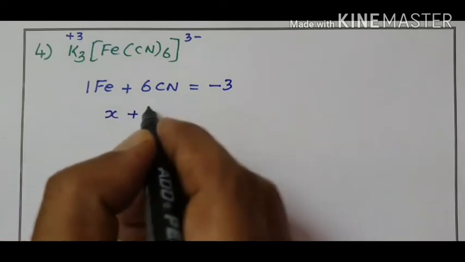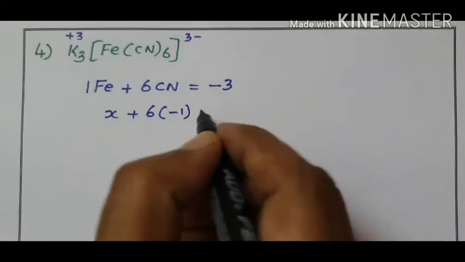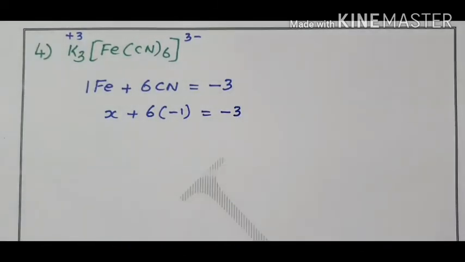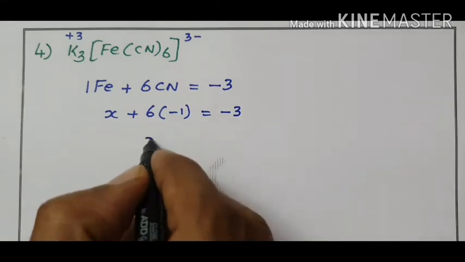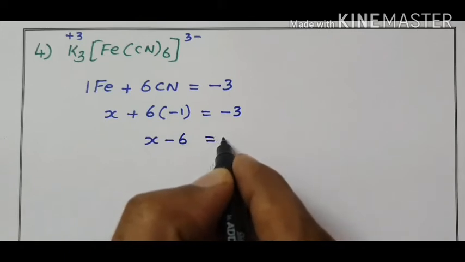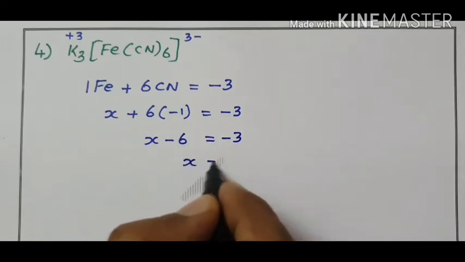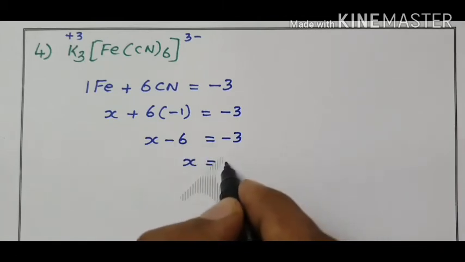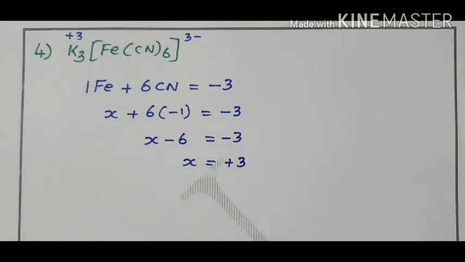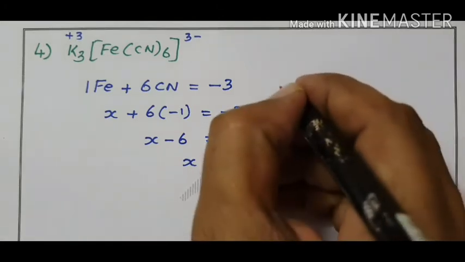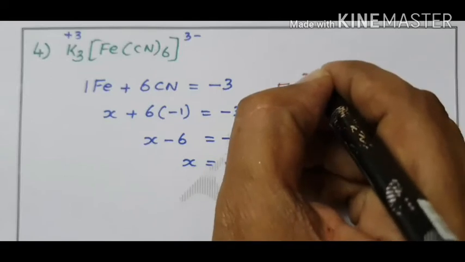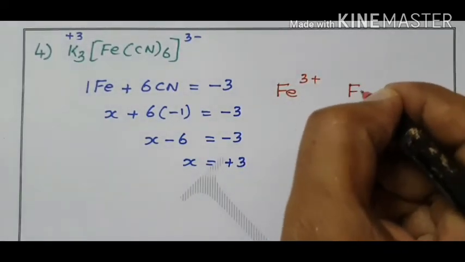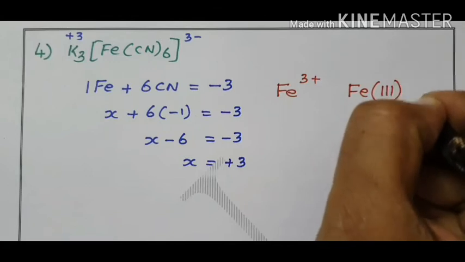X plus 6 into minus 1 equal to minus 3. So X - 6 equal to minus 3. X equal to, when you bring minus 6 to the right hand side, it becomes plus 6 minus 3, equal to plus 3. Now the oxidation state of iron is 3 plus, it is the ferric ion. That oxidation state is indicated by Roman numeral, Fe(III).